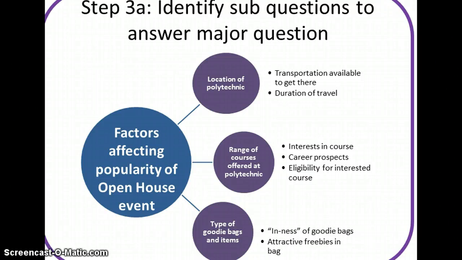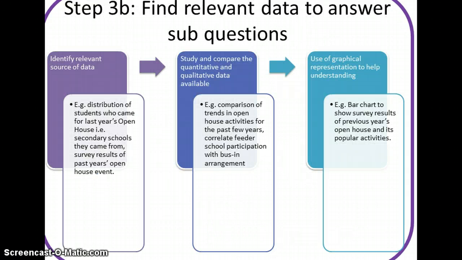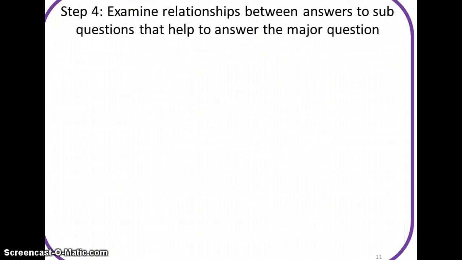After you have done this, what do you do next? Next you want to find the information to answer your sub-questions. And where can you get this information? You could get it from, for this case, last year's open house. And then from there you could actually use a bar chart to represent your data. Next you want to examine the relationship. This one you have to listen very carefully because this is one area which I don't think any team did today.